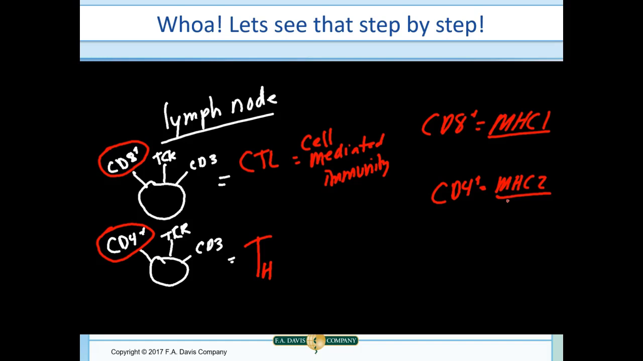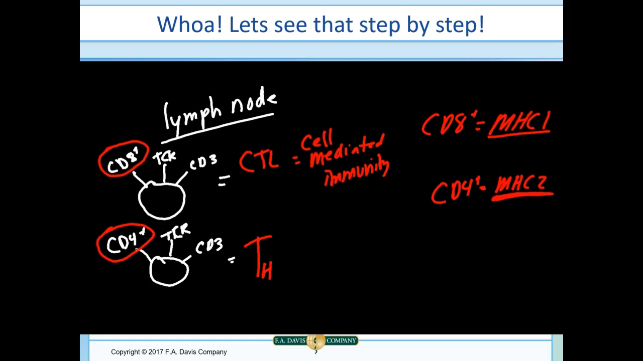MHC2, so the dendritic cell is going to find antigen in the extracellular space. It's going to have arms, and it's going to grab antigen. It's going to internalize it through phagocytosis. It's going to chop up that antigen and present it on its MHC2. So it's going to present extracellular stuff on its MHC2.